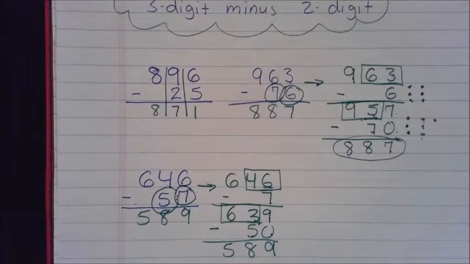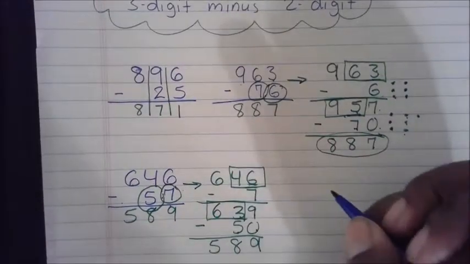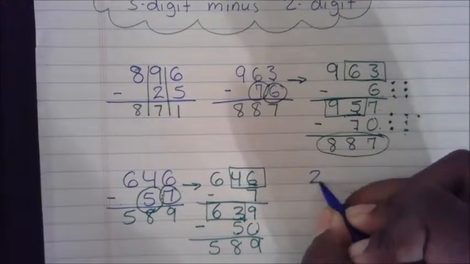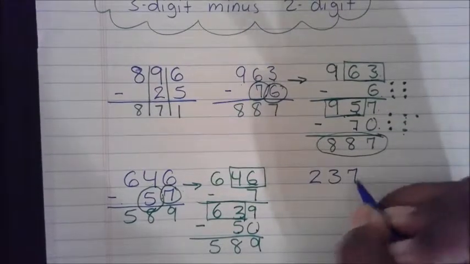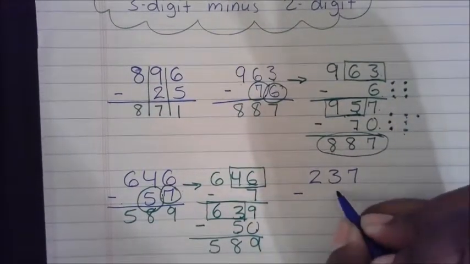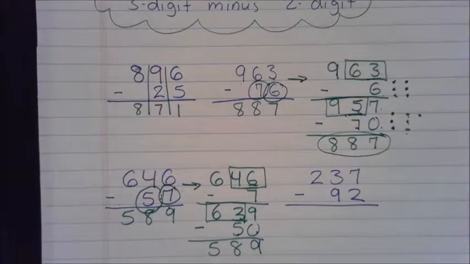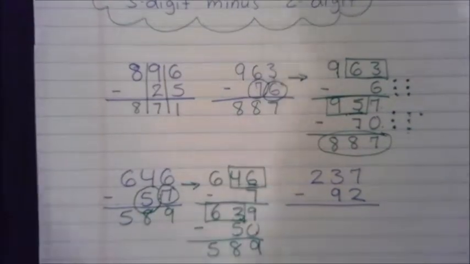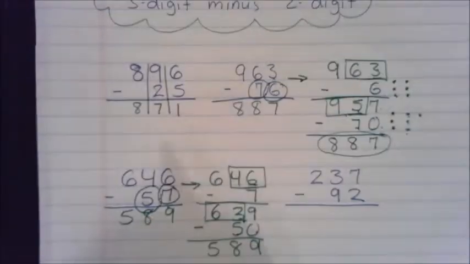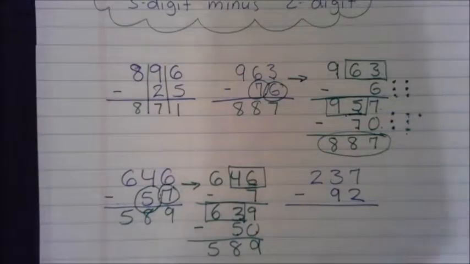Good. Let's try one more example together. Let's do 237, and we're going to take away 92. Okay. Again, we're going to check. If I have 7, yes, I can take 2. But if I have 3, can I take 9? I can't. So I know that I'm going to do some work.